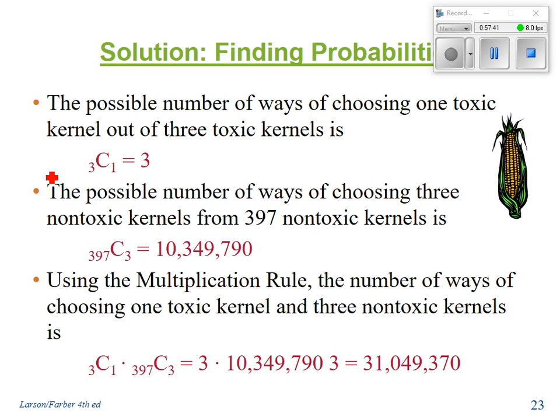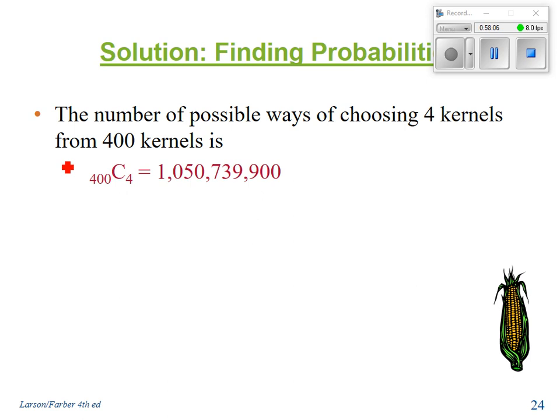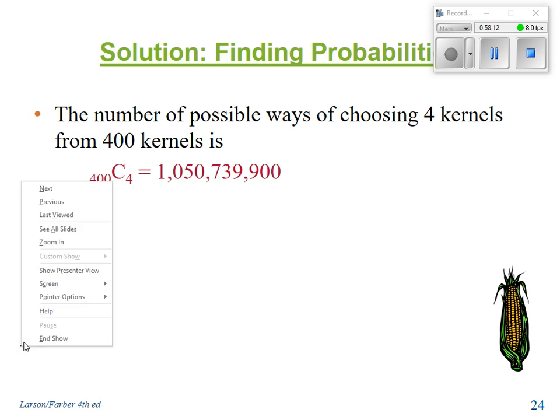We multiply them together. Because we got 3 different ways to pick one with the toxin, 10 million different ways to pick ones without a toxin. Well, if we multiply those together, that's going to give us the total possible ways to pick what we want. The number of possible ways of choosing 4 kernels is, we got 400 taken 4 at a time, so we got that.